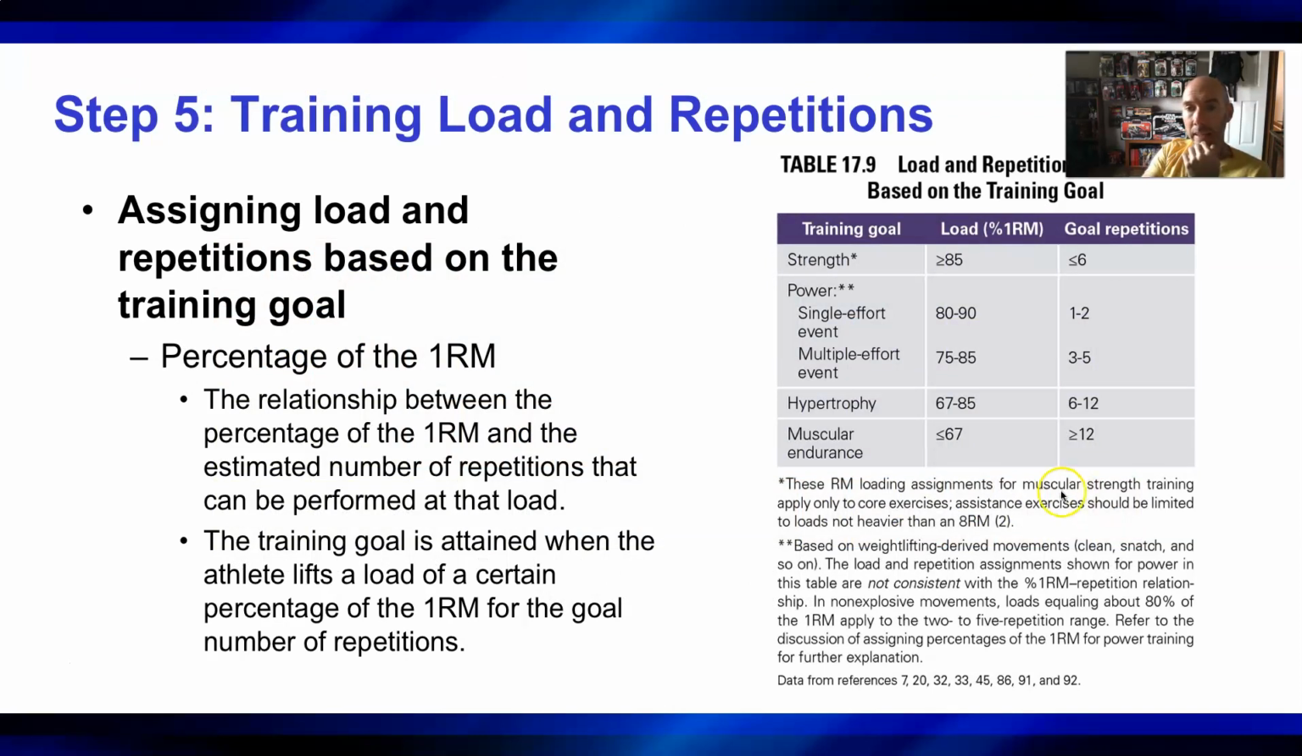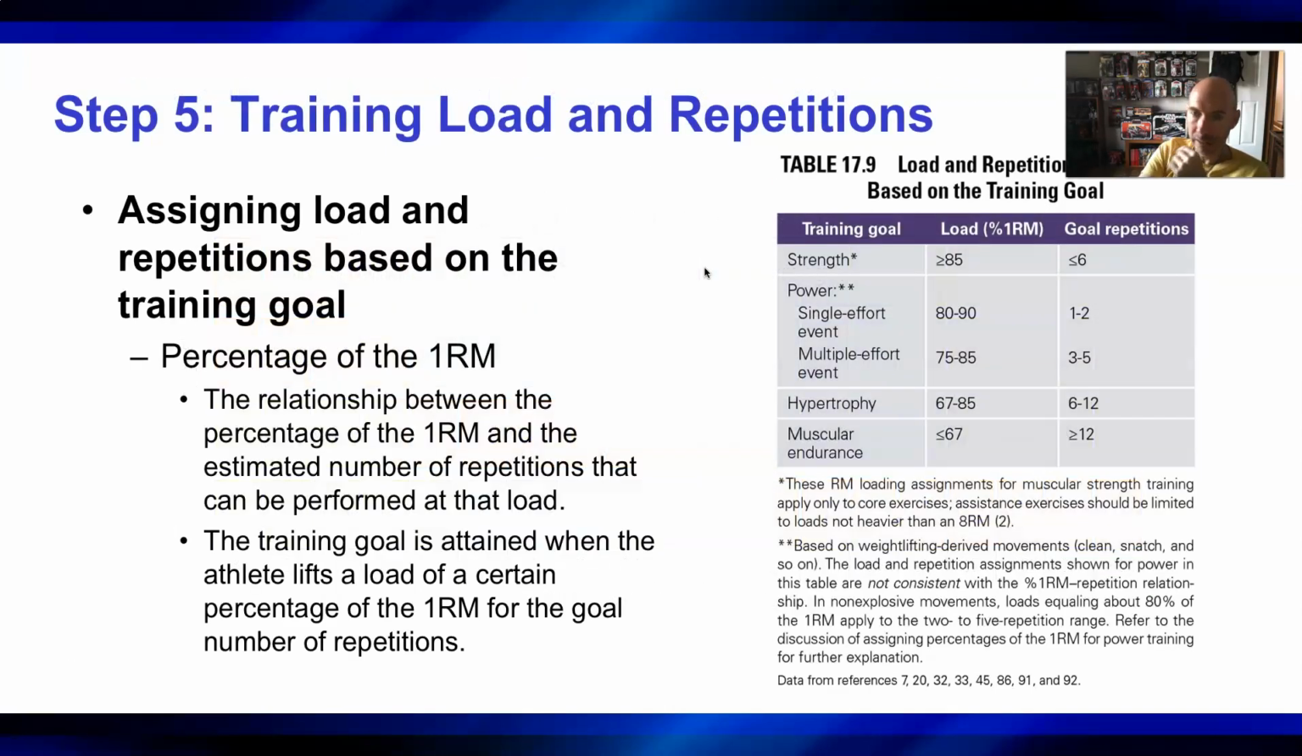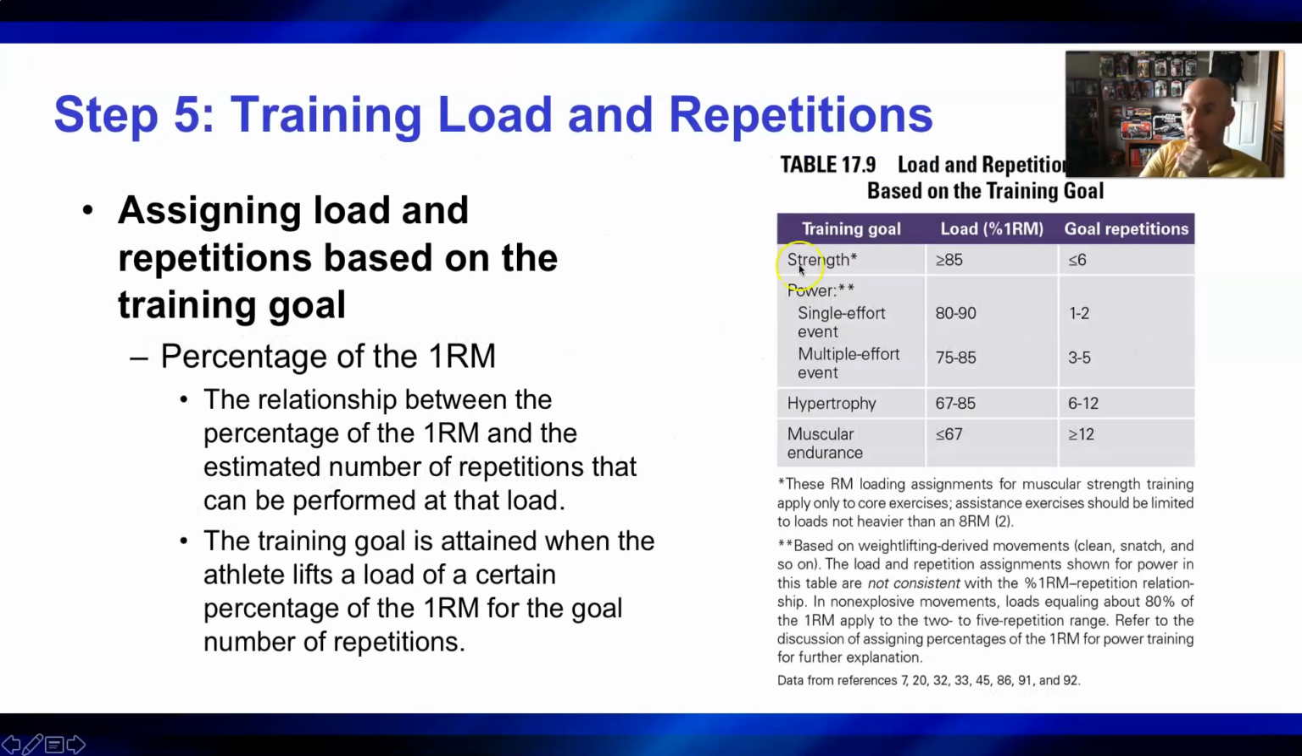And now here we have the specifics of transitioning from the load to the repetitions, right? I gave you sort of a range here. This chart shows you essentially the same thing. It shows you for strength, it tells you here that your load needs to be greater than 85% and your rep number should be less than 6. Because the load is so heavy, the rep number is going to have to be low. Inverse relationship. Power, we see a similar thing. High intensity, 80 to 90. Rep number is low, 1 to 2. That's for a single effort. Here, multiple effort.